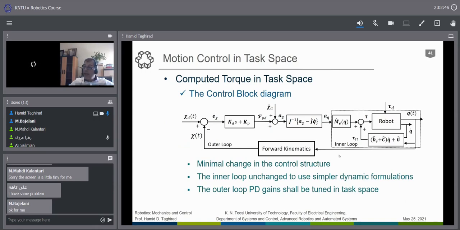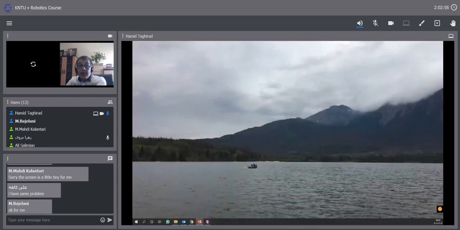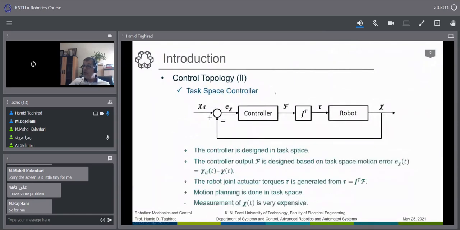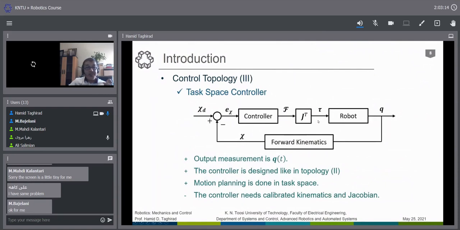If you look at this, it is very, very similar to our third topology. If you don't remember, let me go back to the first slide. If you remember, this is our control topology 1. Up to here, we are using this one. Then we go to control topology 3. This particular case is usually like using the third topology, since we are using a Q here and an X here. And if you have to replace tau with F, you can always use a Jacobian transpose here.